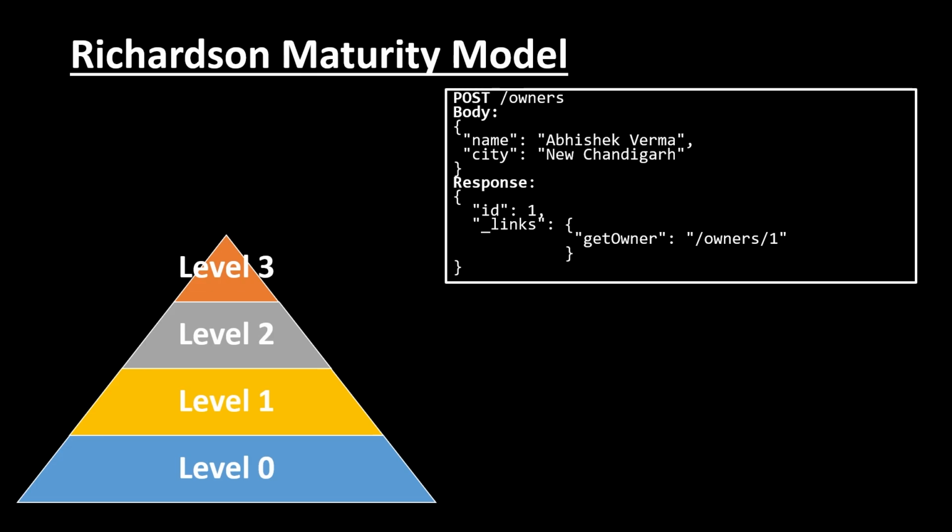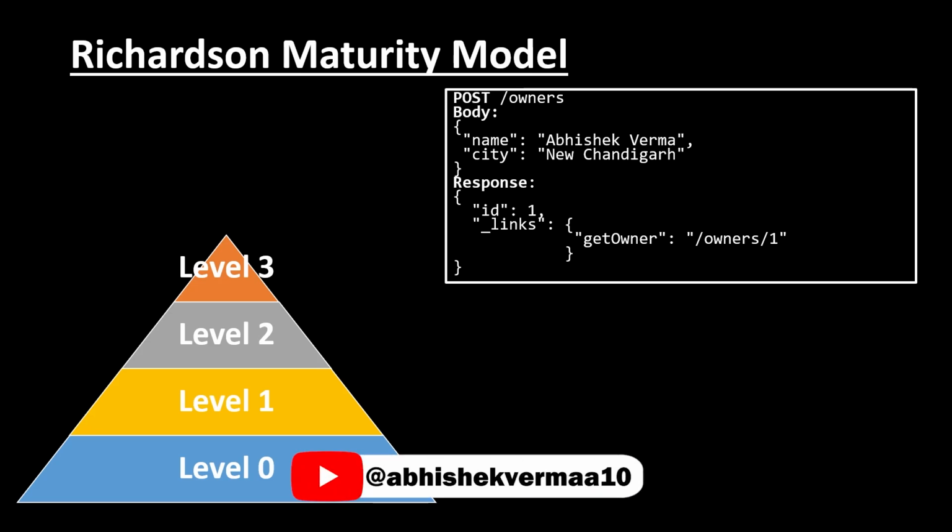So level 3 is going to look something like this. You will say that it is starting with post slash owners. We have already seen that. The body is also very common, which we have already seen. But the response looks something different. Now in the response, we are not only providing the integer ID, but we are also providing something called underscore links. And then we are providing the link to get the owner. I mean, that's something strange.